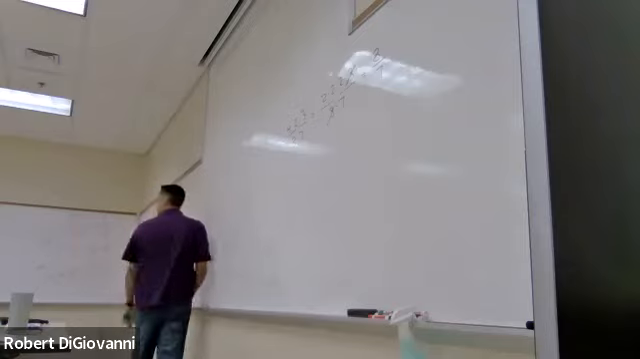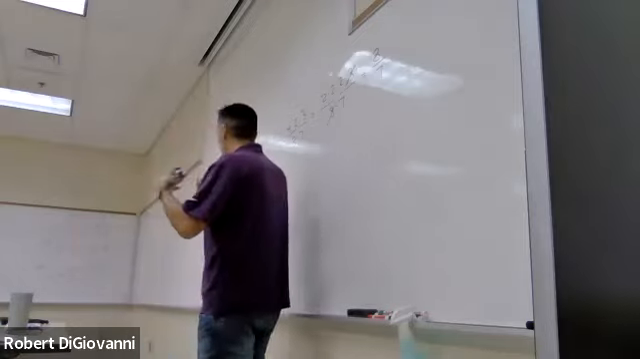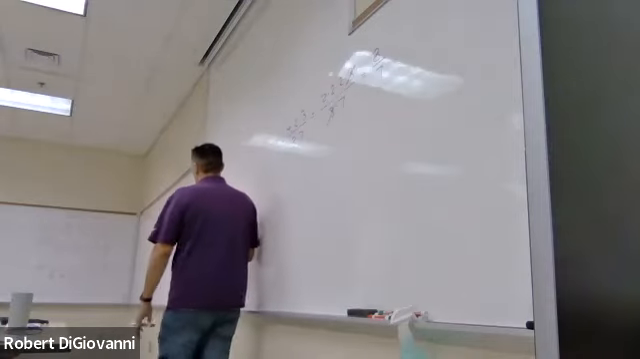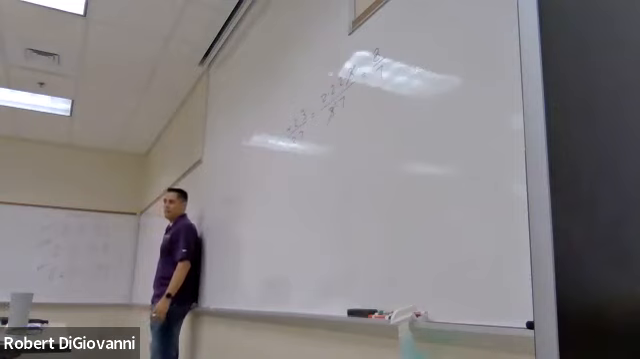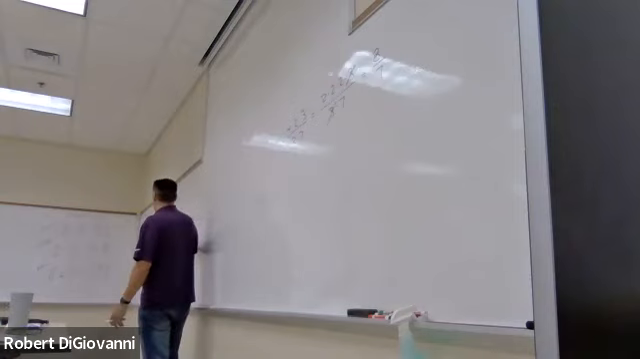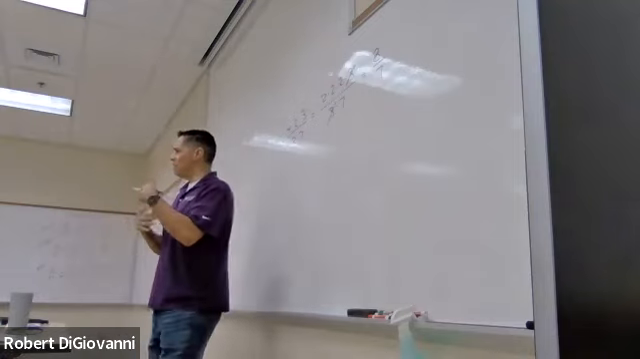8 over 3. And the thing that you can think of to distinguish between the two is that with the proper fraction, the number on top is smaller than the number on the bottom. And with improper, it's the other way around. The number on top is bigger than the number on the bottom. You see the difference?